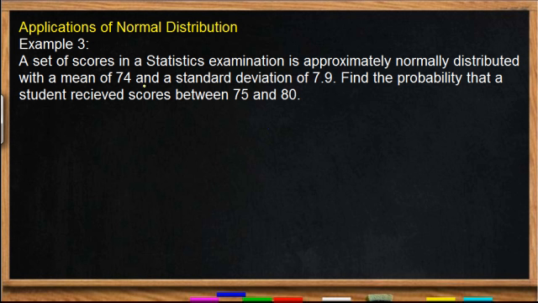In this case, we have this example. Example 3. A set of scores in a statistics examination is approximately normally distributed, with a mean of 74 and a standard deviation of 7.9. Find the probability that a student receive scores between 75 and 80. Okay, so meaning kani siya daay nga tool, which is the normal distribution curve, is magamit nato pag-analyze sa, in this case, score sa mga estudyante. Meaning, ang score nila is approximate a normal distribution.